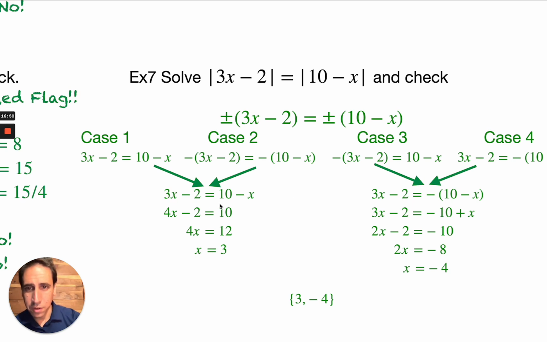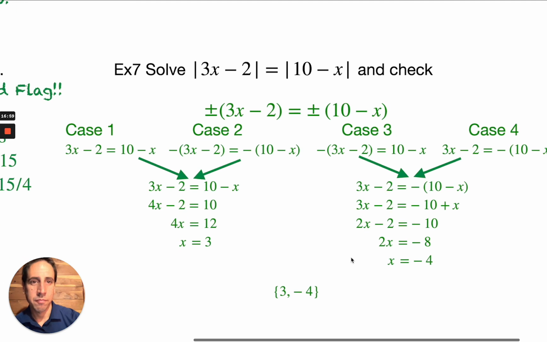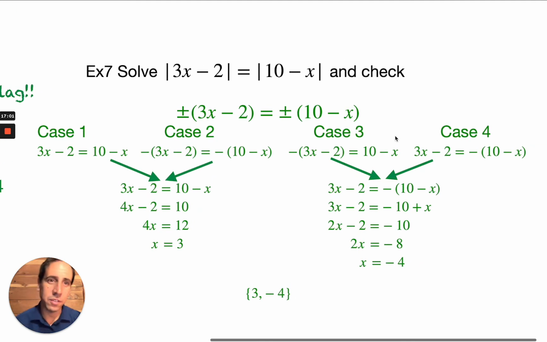So then you get 3x minus 2 is equal to 10 minus x, solving by adding x to both sides and adding 2 to both sides, and I'm doing the multiplication, you get x is equal to 3. So you can do the same kind of trick over here with case 3 and case 4.